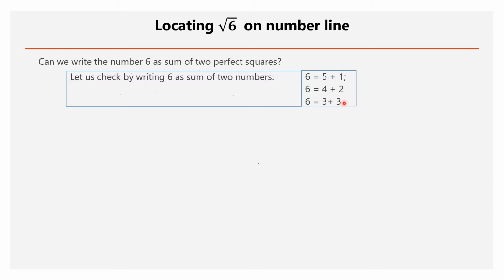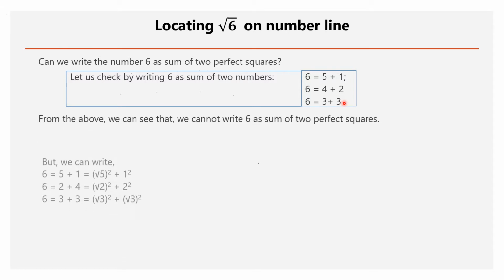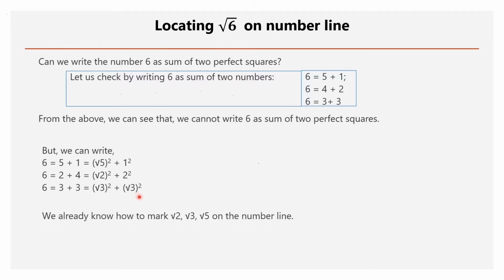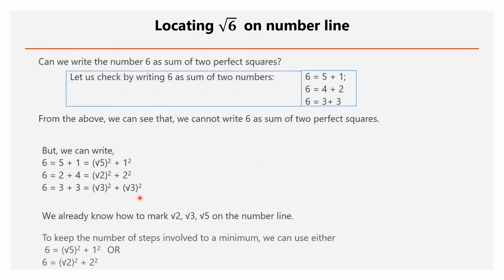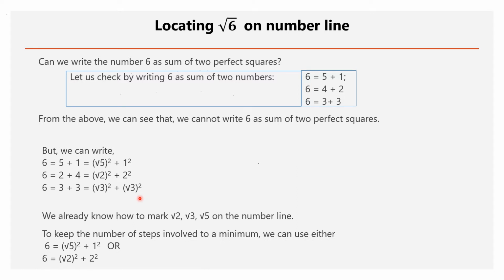So what can we do? We know that 5 plus 1 we can write as square root 5 whole square plus 1 square. 2 plus 4 we can write as square root 2 whole square plus 2 square. 3 plus 3 we can write as square root 3 whole square plus square root 3 whole square. So from this we will take two combinations, 5 plus 1 and 2 plus 4, because these two involve the minimum number of steps. We will see how it is like that.